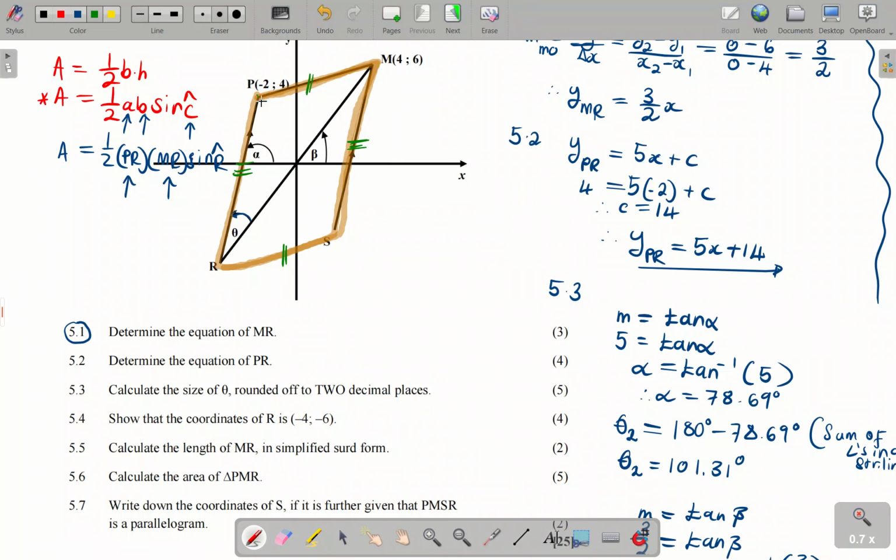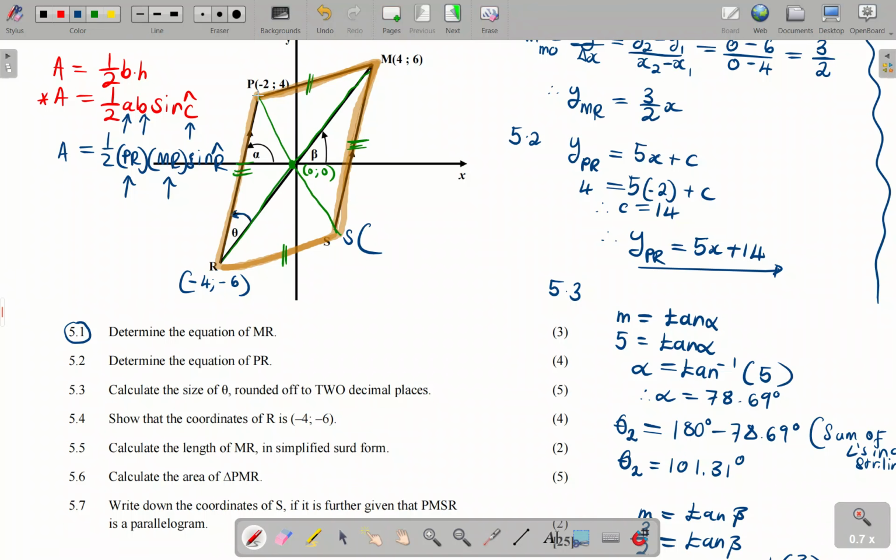And then the diagonals bisect each other. You can see they bisect here at the origin, which is simply 0 and 0. So we have to find the coordinate of S. They say write down the coordinate of S. Remember, this is -4 and -6. Seems like it is given, guys.